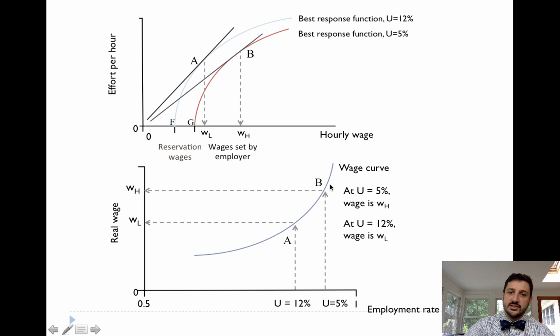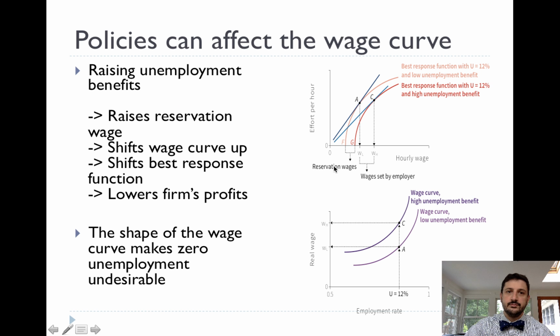And so in this case, we're tracing out the wage curve, moving from A at an unemployment rate of 12% to B at an unemployment rate of 5%. If the unemployment rate was really high, we'd have a much lower wage, and if it was really low, we could have a much higher wage.